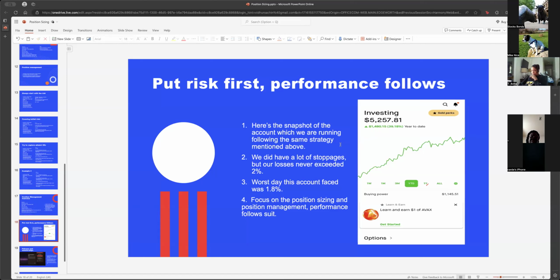When that's the case, you outperform the markets regardless. The SPY is down 1% when your account is only down 0.5%. You did a great job in position management, by the way, position sizing and position management. If you want to outperform the markets, this is how you do it.